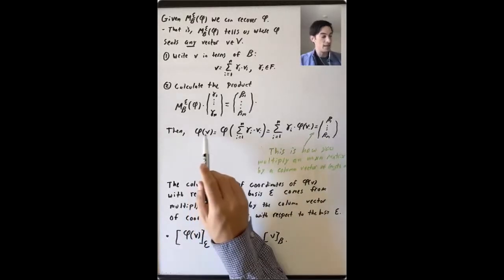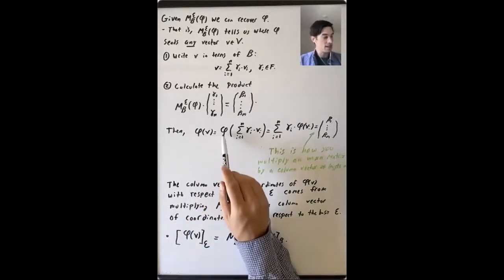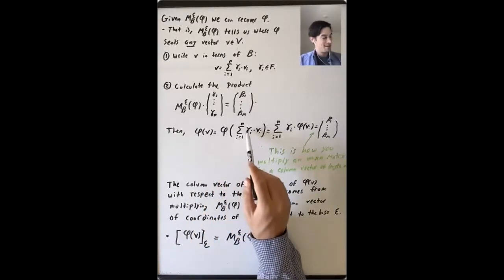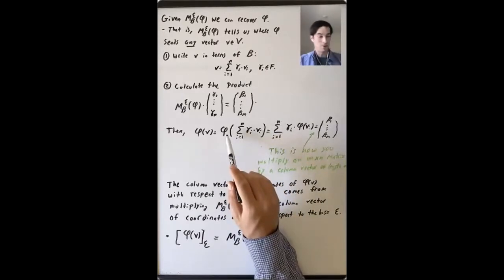So where does phi send v? Well, that just is phi of this linear combination. But phi is an F-module homomorphism.